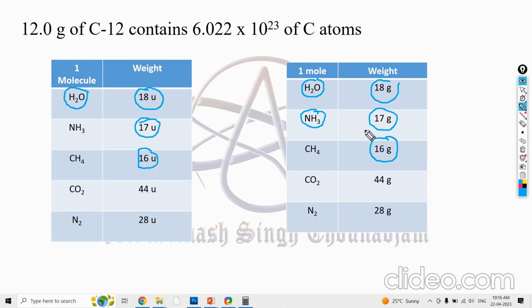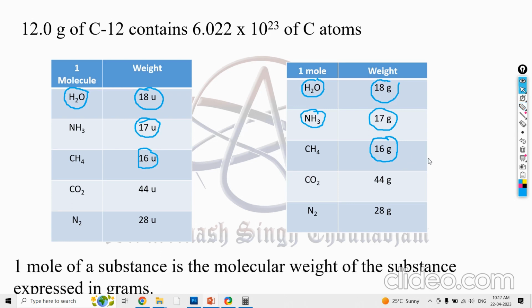This is a more practical definition: if you take any compound, any molecule, a mole of a substance is the molecular weight of that substance in grams.